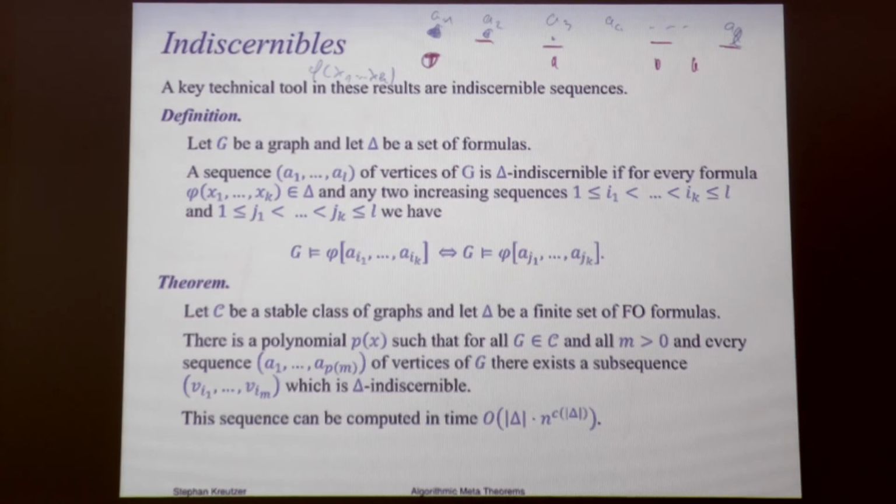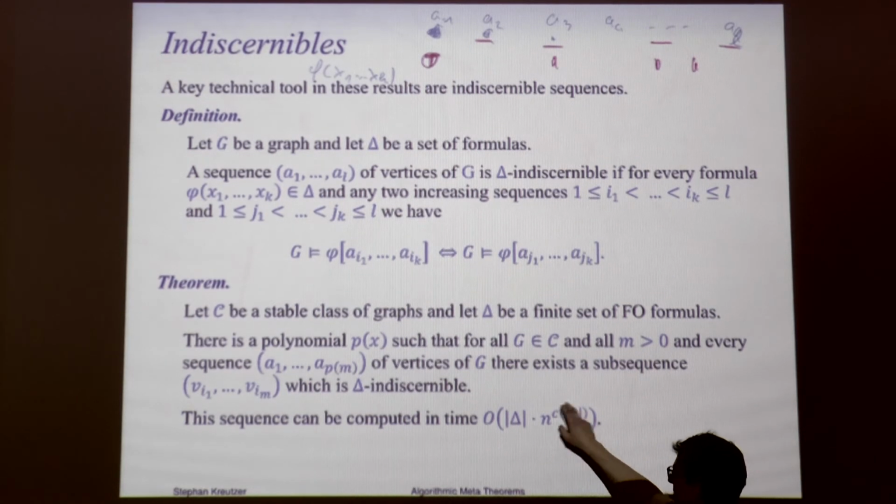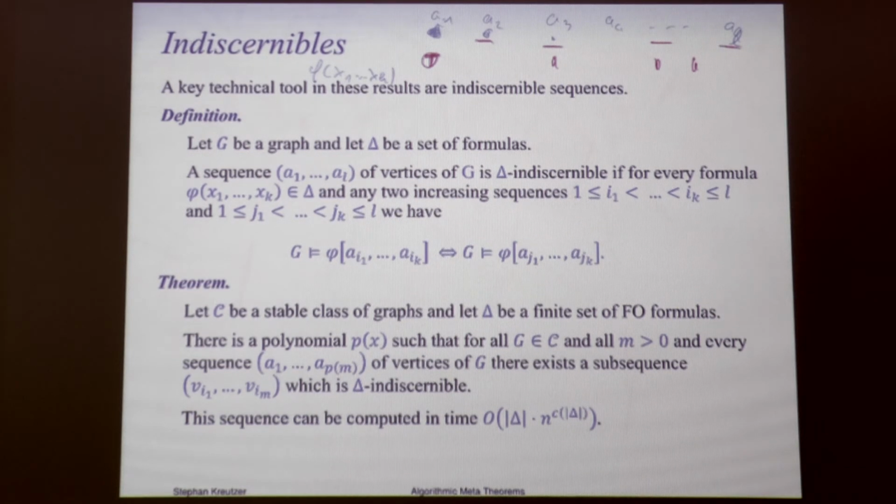And this sequence can also be computed very efficiently. If you follow the proof, then it can be computed in polynomial time. And the degree of this polynomial depends on delta. So this is nice. And why is this nice? I mean, why would you care at all?